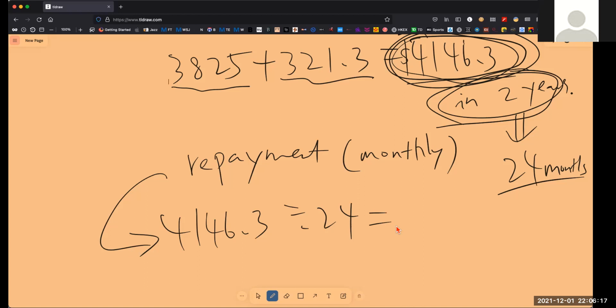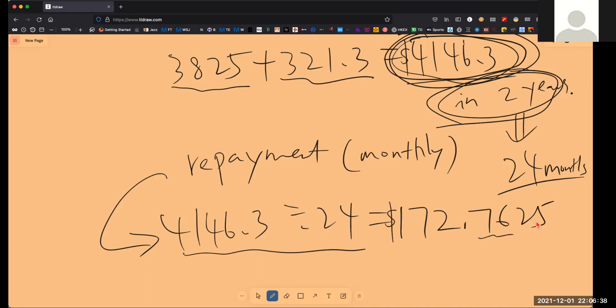It's 172.7625. Since we are talking about dollars here, you have to round to 2 decimal places. So this is the 2, so you need to round down. So this is your monthly repayment. That's how you can get the monthly installment.